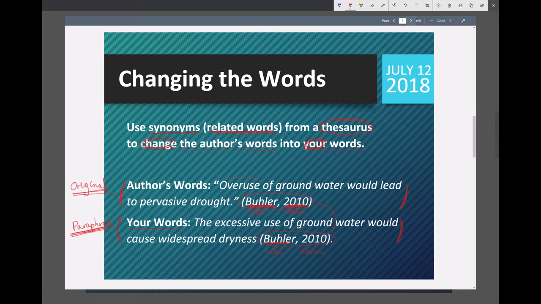We have overuse and the excessive use. Those are different. Lead to, actually, and cause. That's different. Widespread and pervasive. That's different. Drought and dryness. So the words that are the same, however, are "of groundwater would." So that part is the same.